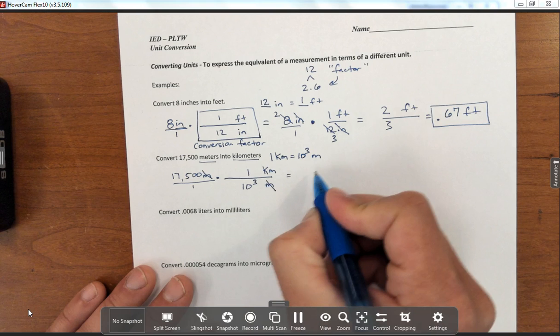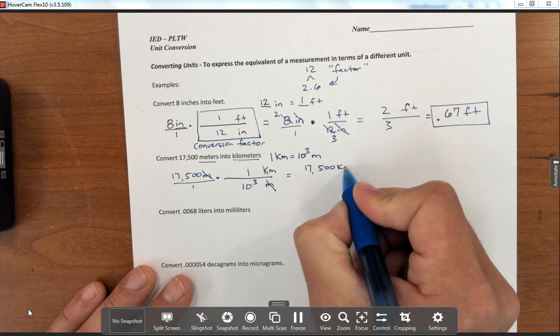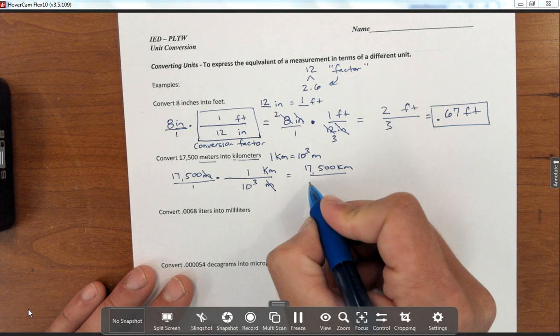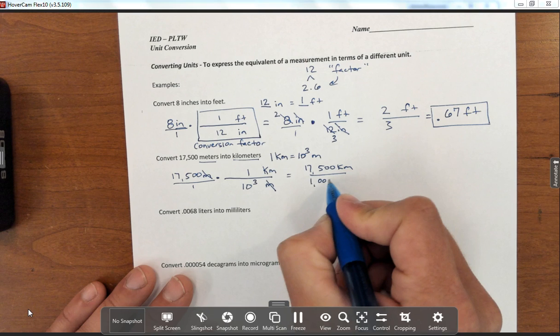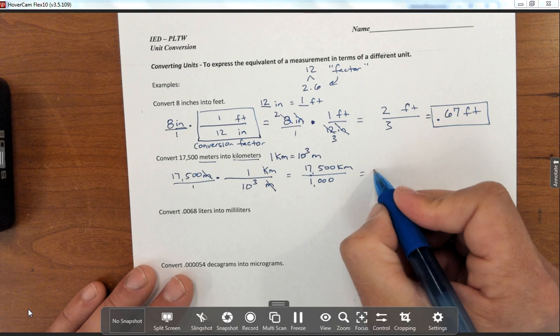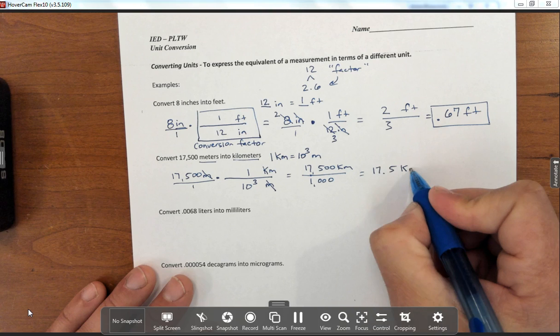17,500 times 1 is just 17,500. 1 times 10 cubed is just 10 cubed. What is 10 cubed? Well, 10 times 10 times 10 is 1,000. The units are gone. So really what we end up having is just 17,500 divided by 1,000 kilometers, or 17.5 kilometers.